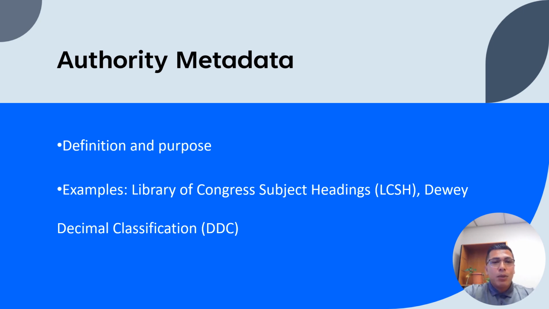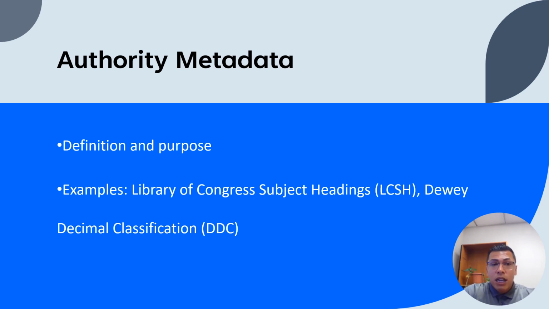Some common examples of authority metadata include the Library of Congress subject headings, which are a controlled vocabulary used to represent subject matter in the library catalogs. Now, the Library of Congress subject heading terms are assigned to resources to help users find materials on specific topics, regardless of the variations in terminology that different creators or publishers might use.